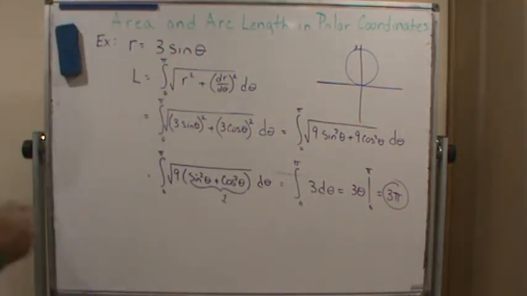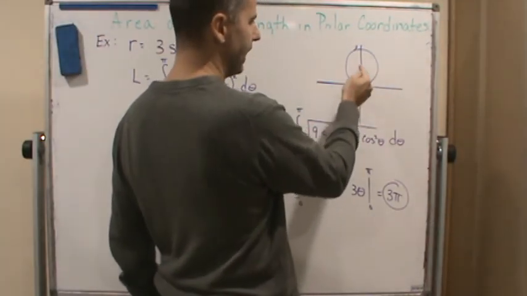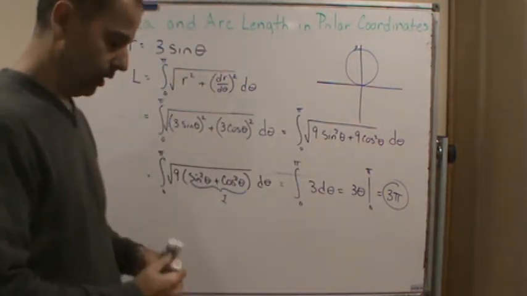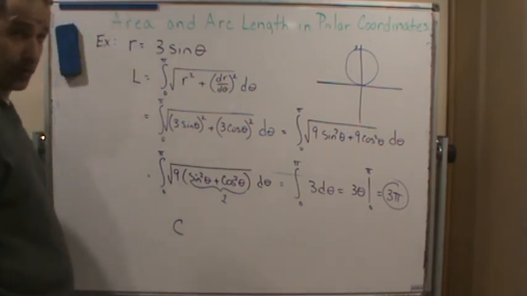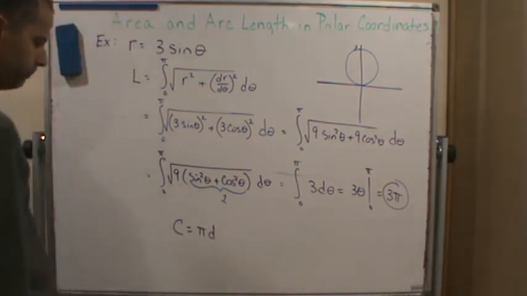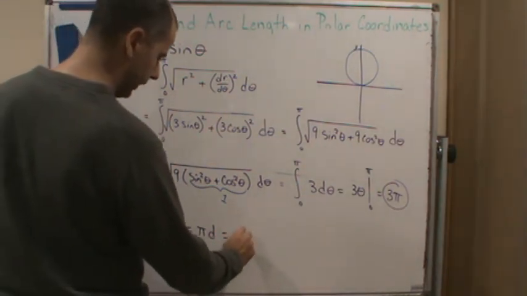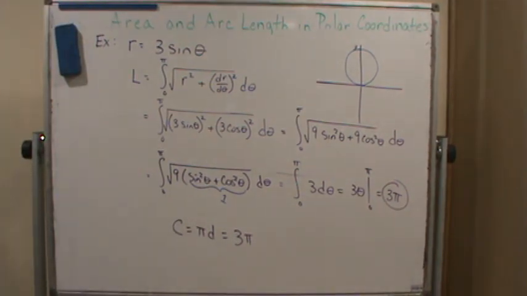Does that make sense? Okay, how can we easily check this? Well, this is a circle. This is a circle that has a diameter of 3. What's the formula for the circumference of a circle? It's pi times d. Well, d is 3, so we get 3 pi. So we just verified that it's correct.